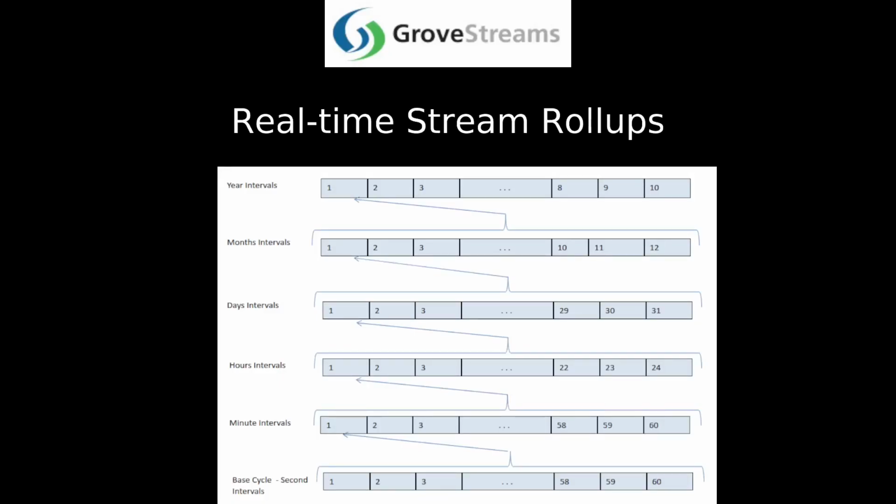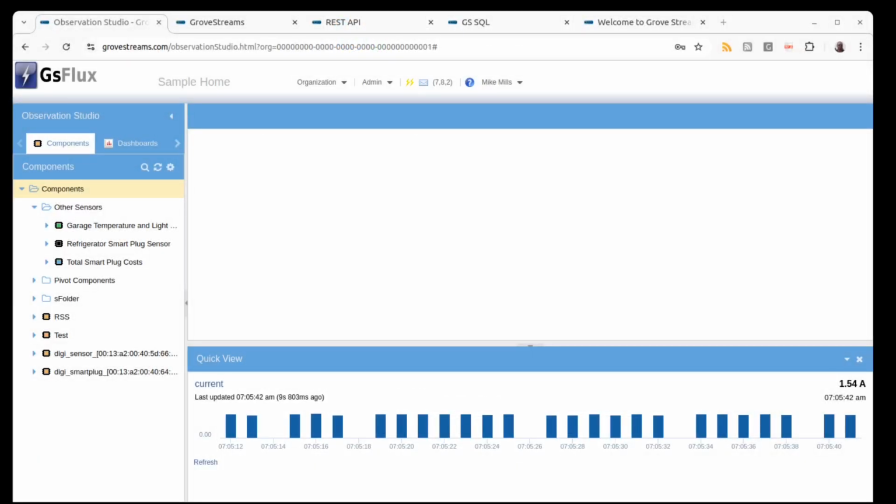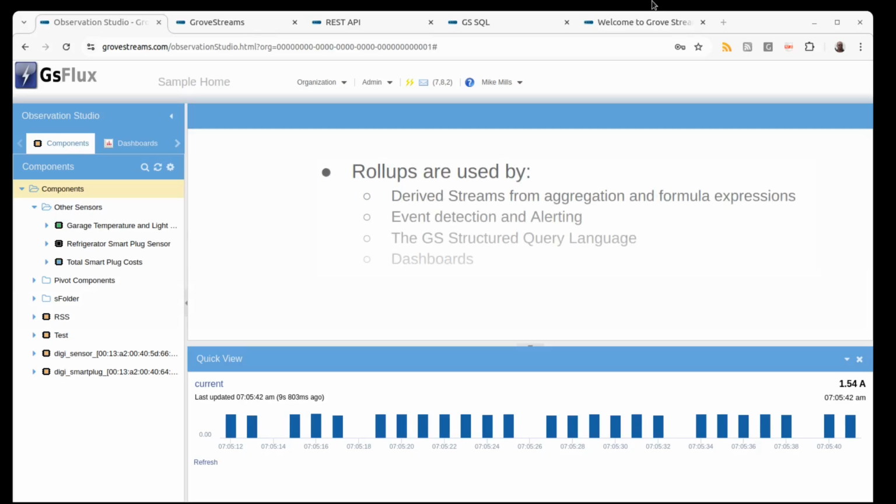In this video, I discuss stream rollups, also known as time-based aggregation. It's important to understand stream rollups as they play a central role in GroveStreams. Rollups can be used by many other GroveStreams features such as derived streams, event detection and alerting, the GroveStreams structured query language, and by our dashboards.